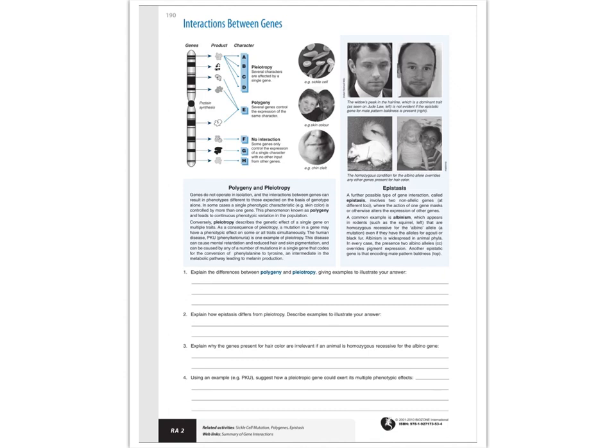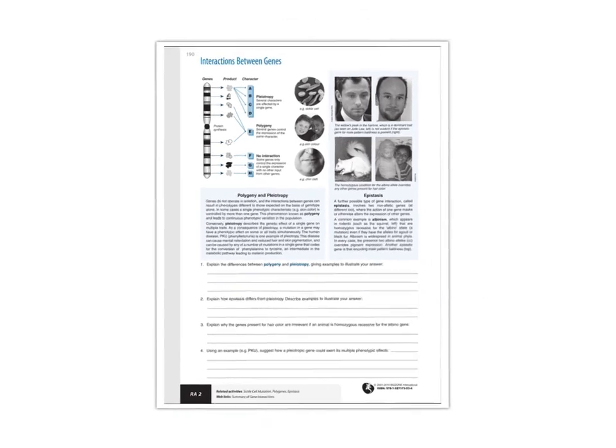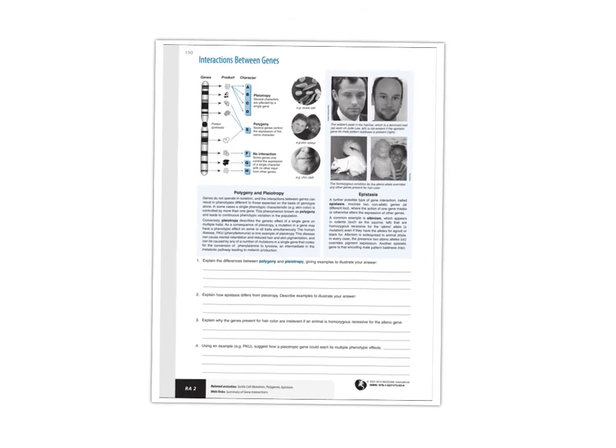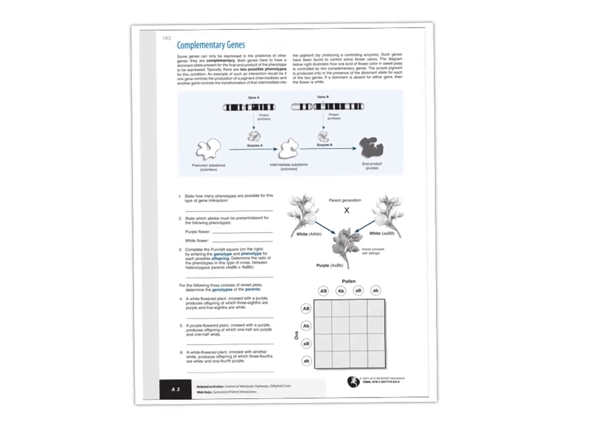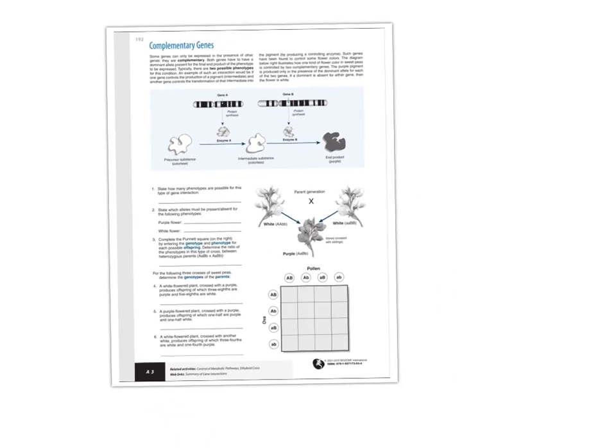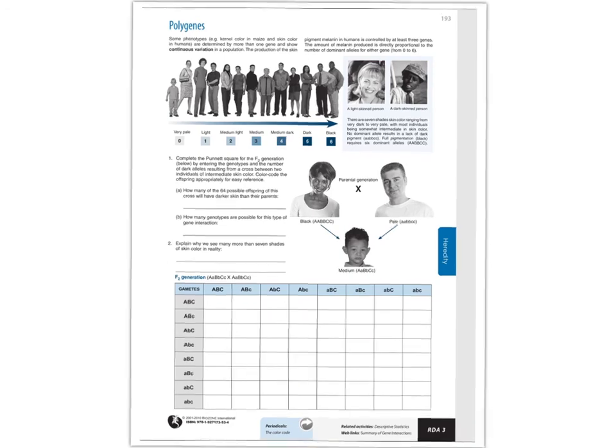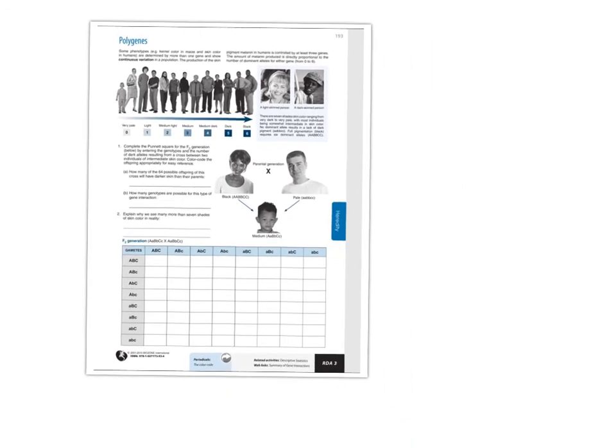Polygeny, or epistasis, and pleiotropy. These are interesting concepts. I think I have to wait till next week, but give it a shot to get it done. Complementary genes, also something we should try to hit on next week, but take a shot and look at it. Polygenes, again, each one is broken down.